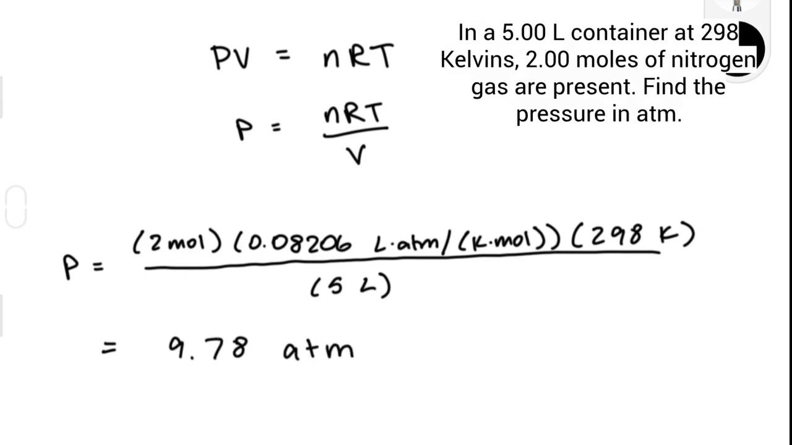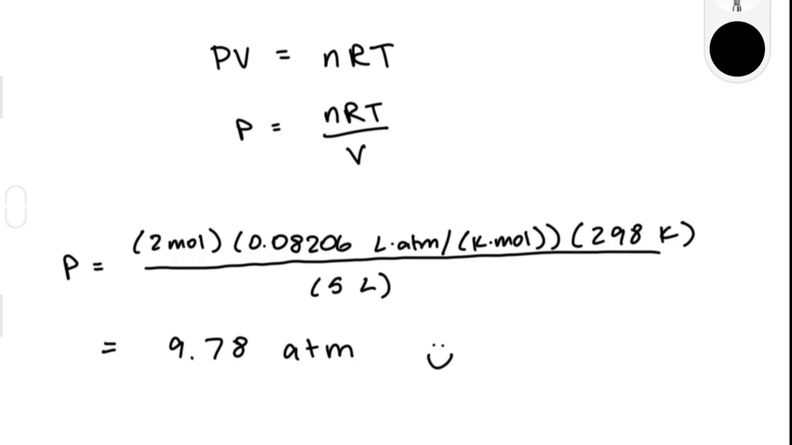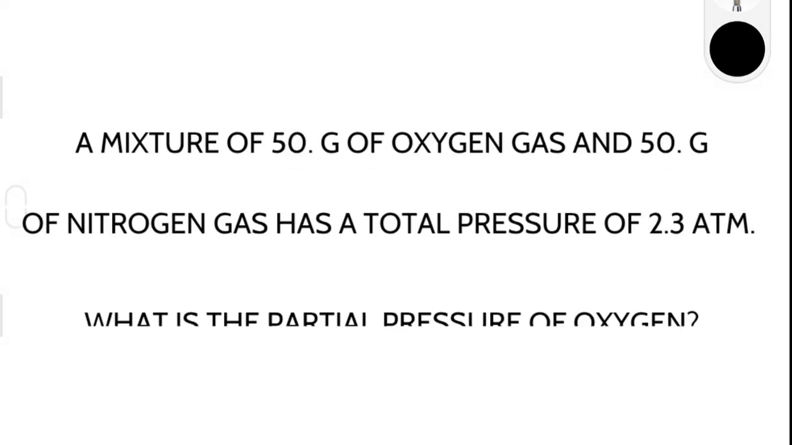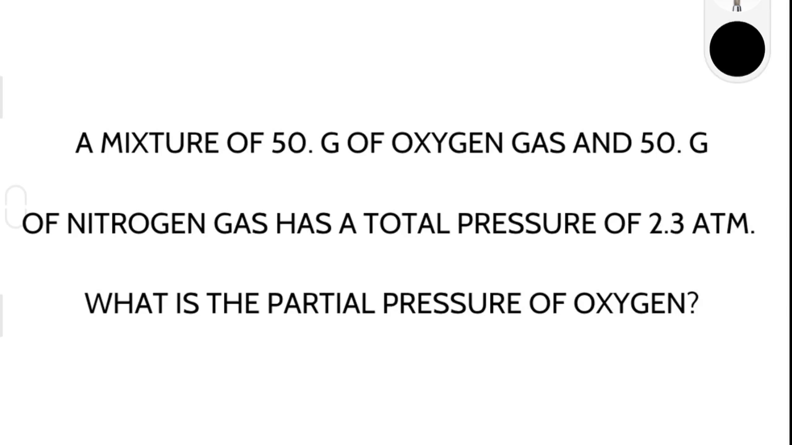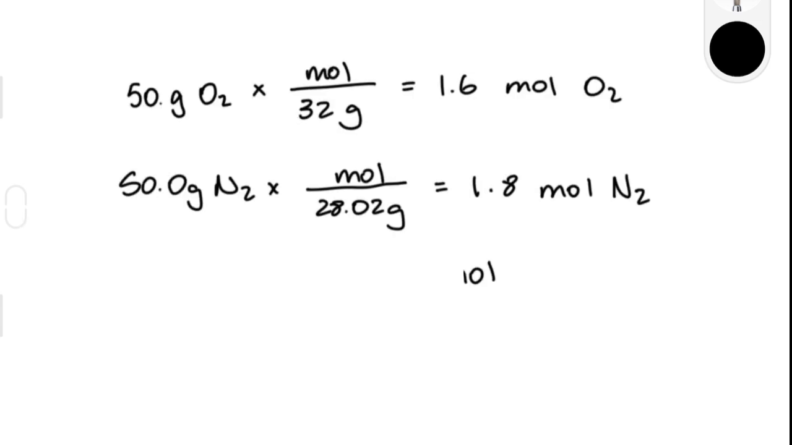Nice. Now let's do a partial pressure example. A mixture of 50 grams of oxygen gas and 50 grams of nitrogen gas has a total pressure of 2.3 atm. What is the partial pressure of oxygen? First, we need to find the moles of each gas. Remember, oxygen gas is O2 and nitrogen gas is N2, so the molar masses will be doubled.